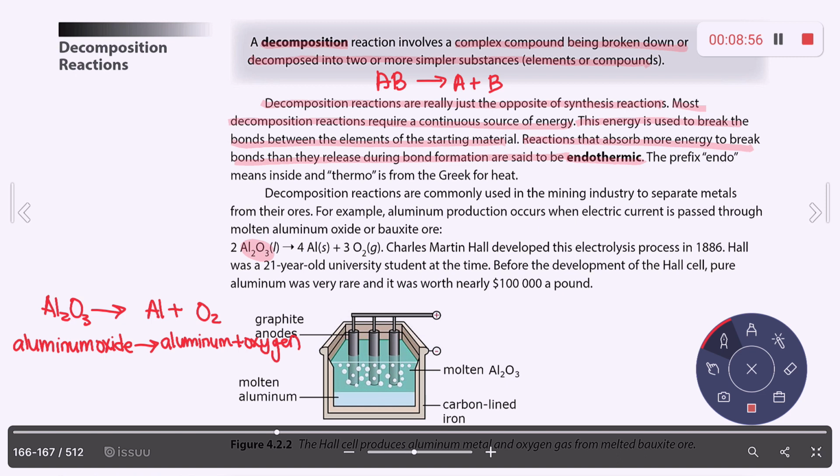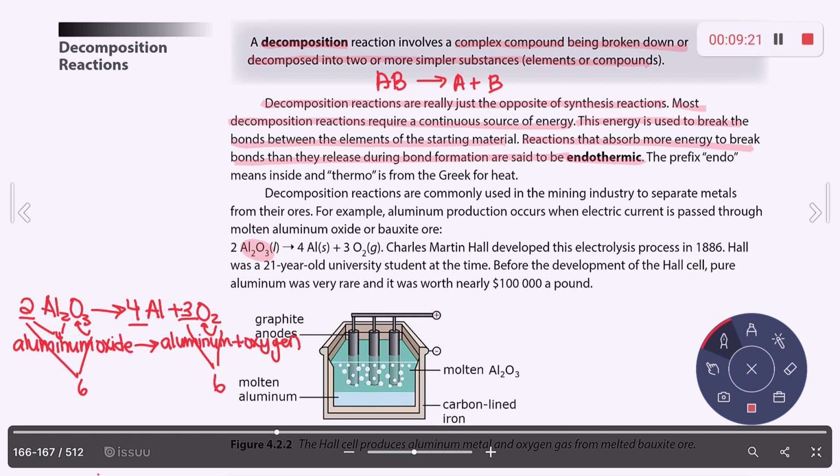I would recommend balancing the oxygens first because you've got 3 oxygens on the left and 2 on the right. 3 and 2 go into 6. So I would put a 2 here. 2 times 3 would give you 6 oxygen on the left. And then I would put a 3 here. 3 times 2 is 6 oxygen. And then you have 4 aluminum. So I would put a 4 here. Does this make sense?